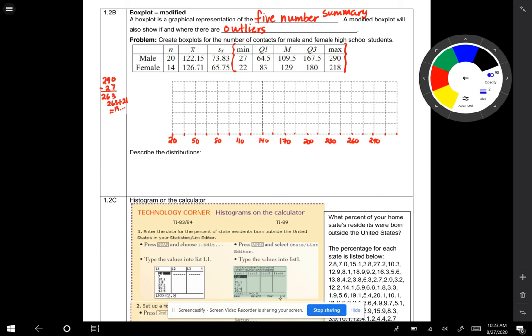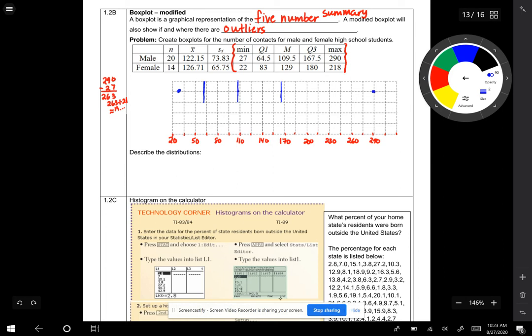So plot starting with the smallest. The smallest is 27, so put it on here, and then draw a line at Q1, median, and Q3. So the median is 64.5, so let's say right here. I mean, you could put the dot first and then draw a line through it. That all helps also. 109.5, I do either. And then 167.5. 290 is our max. That's easy to plot.